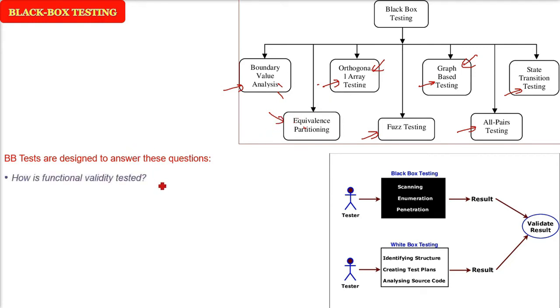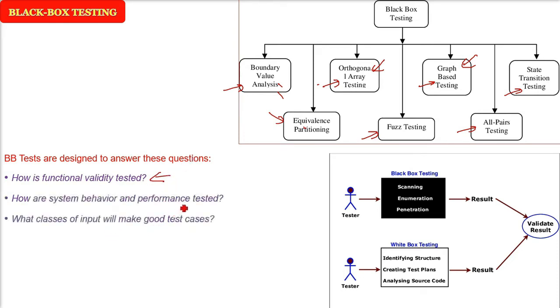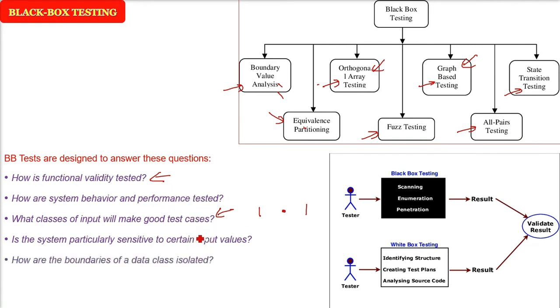So black box testing is designed to answer: how is the functional validity tested, how are system behavior and performance being tested, what classes of input will make good test cases, is the system particularly sensitive to certain input values. For example, we can test for sensitivity. How are the boundaries of a data class isolated? We can use boundary value analysis for this.